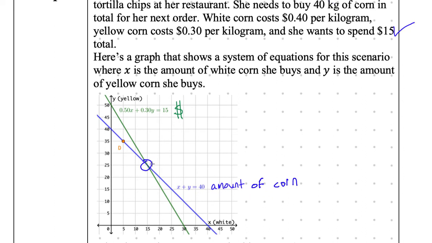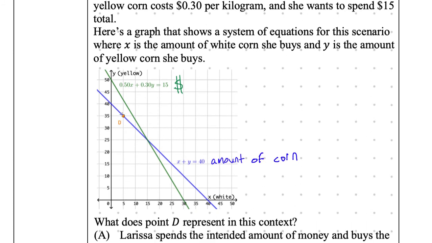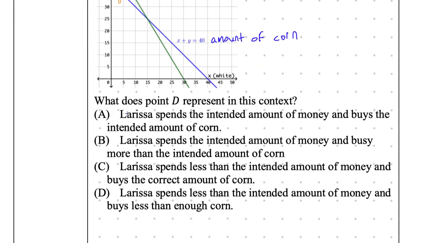But a lot of the time they're going to ask you about points that are not on the intersection. For example, right here, this is not the sweet spot. Something is a little bit off because it's not an answer. It is an answer in terms of the amount of corn because it is on the line of the amount of corn. So this point D says, hey, we have the correct amount of corn. So let's come down here. Buys the intended amount of corn. That's what I'm looking for.